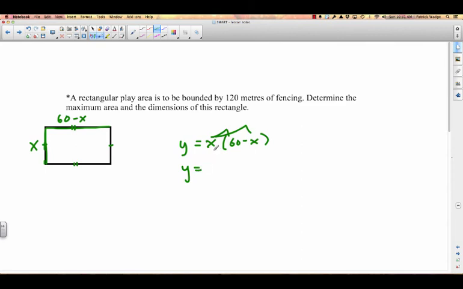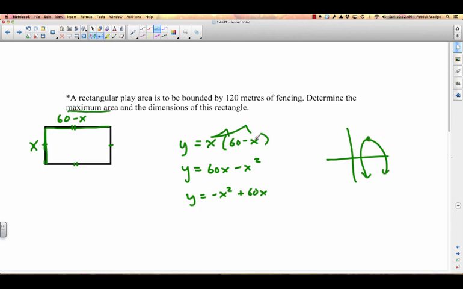So y equals x times 60 is 60x. x times negative x is negative x squared. Now, be careful. This is not the a value, is it? No. How come? You have to put it in descending order of x. So you should actually have y equals negative x squared, put the x squared first, then plus 60x. Great, now if we look at our a value, it's negative, so we know our parabola is going to face down, which means we have a maximum, and that's what we want. So this is looking good.